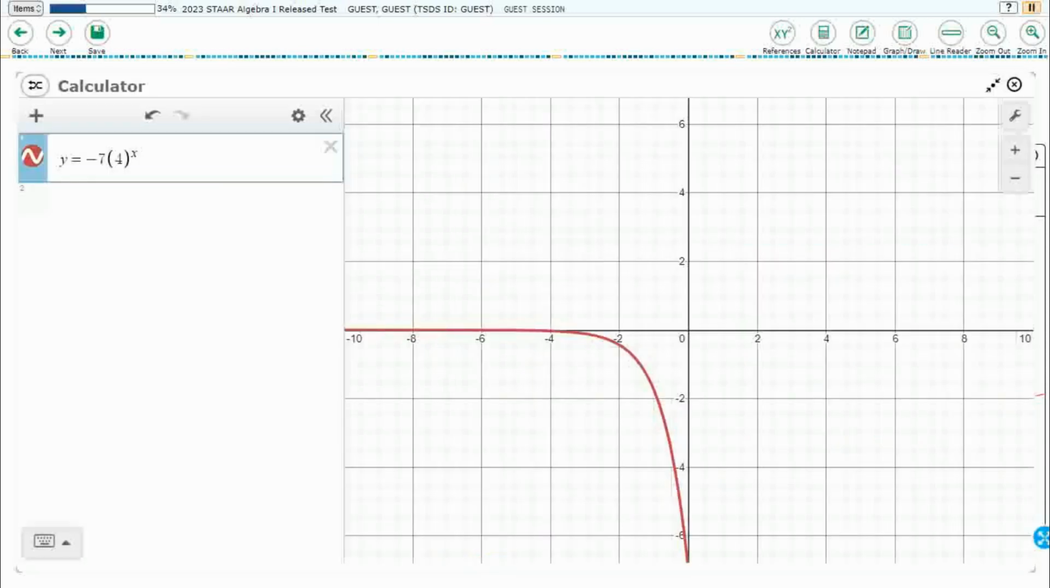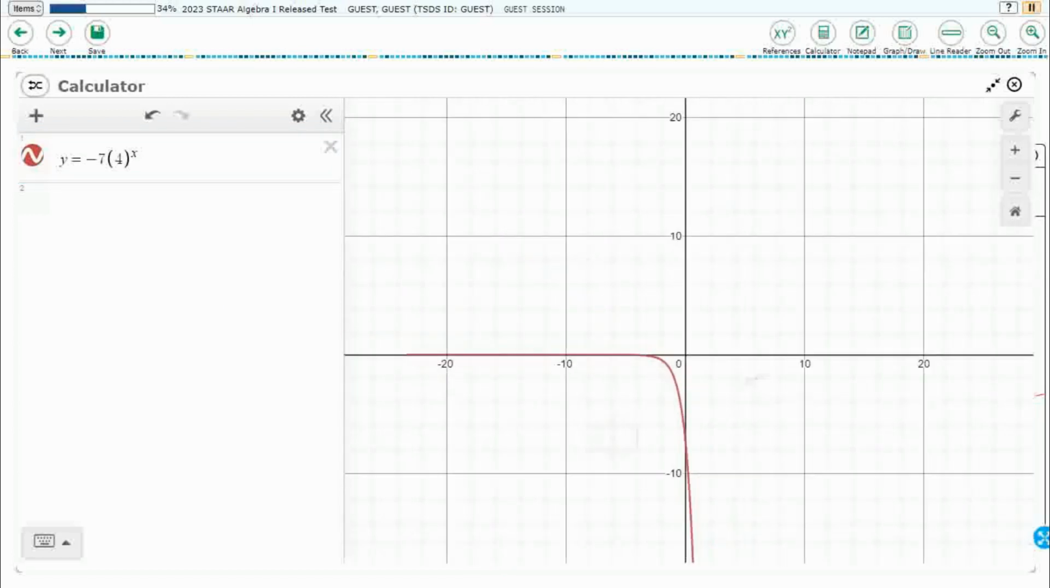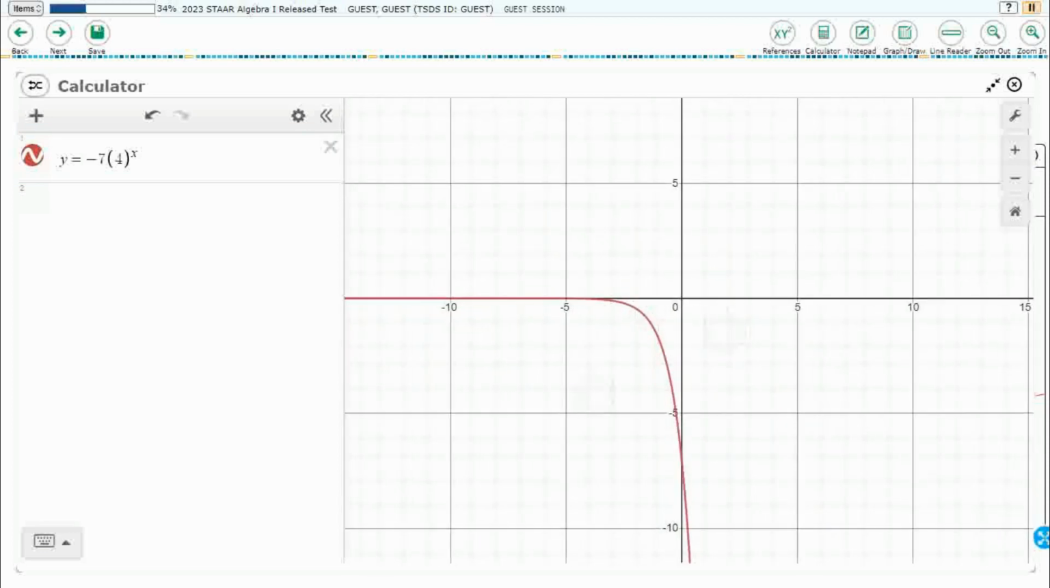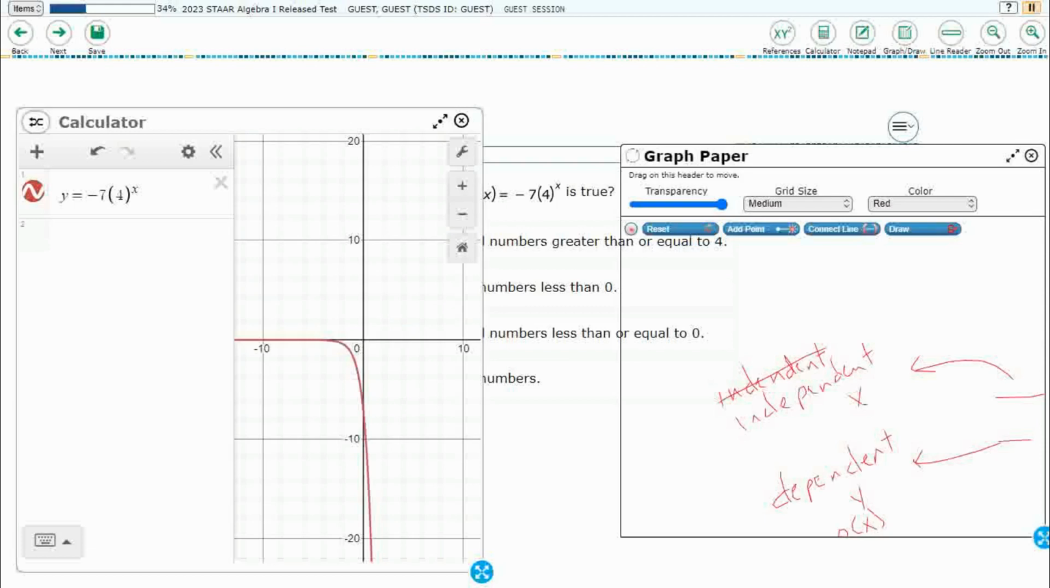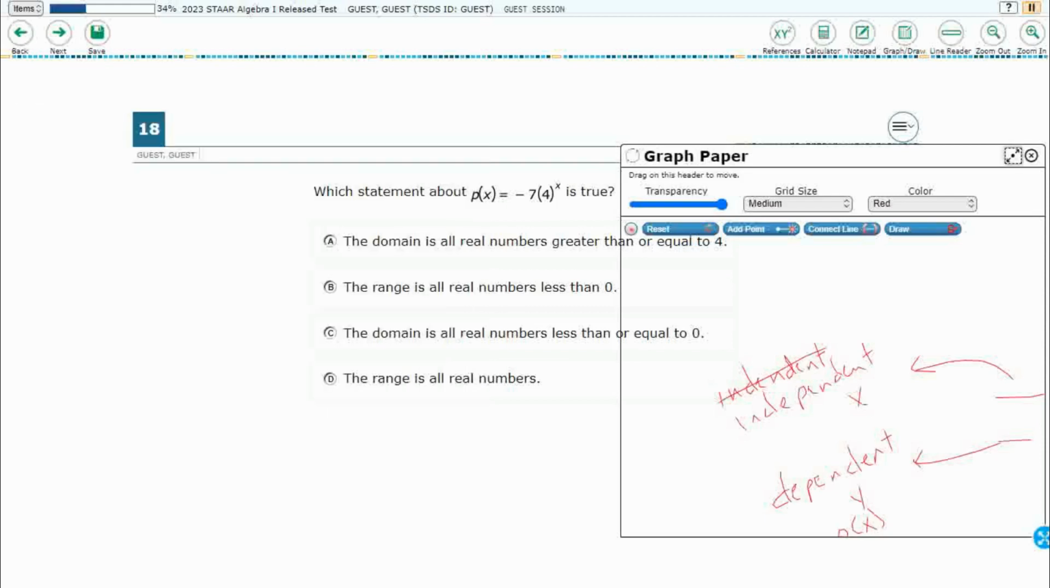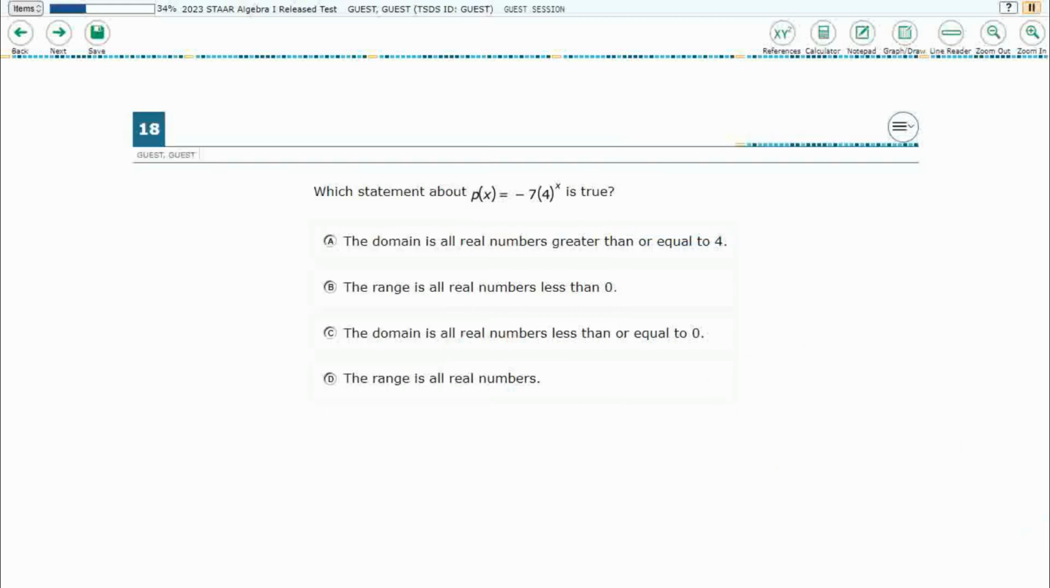If we look at that, we see that the domain is going to be infinite because it goes from left to right, but the range is going to be all real numbers less than 0 because it asymptotes right there at 0. So we can say that our range is going to be all real numbers less than 0, B.